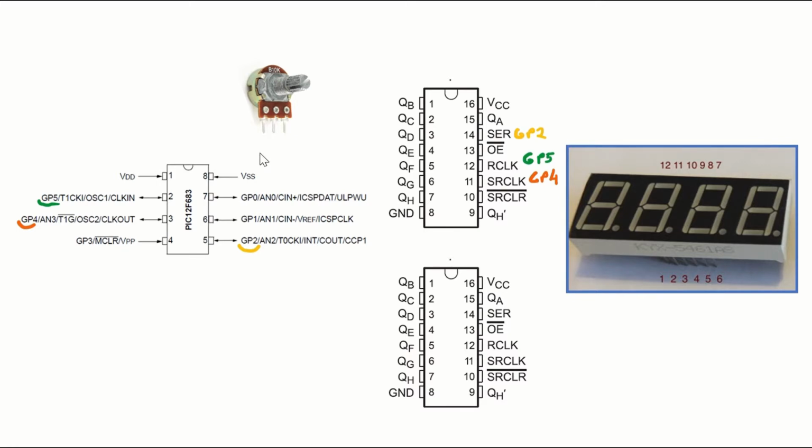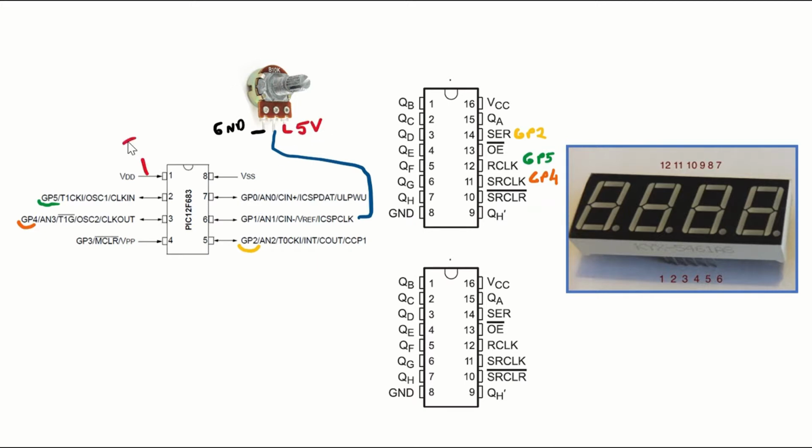This is nearly the same setup that we did for our previous video, which was the shift register and the 7-segment display. The only difference that we have right now is the potentiometer that we are going to control with the ADC10 module. We are going to connect the output of the potentiometer to the GP1 pin of the microcontroller. We are going to connect this pin to the ground, and we are going to connect this pin to 5 volts.